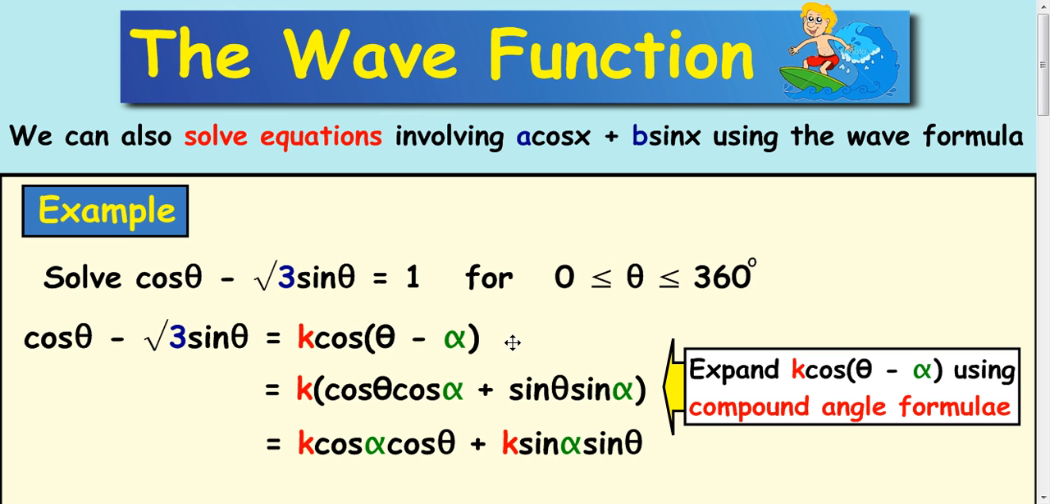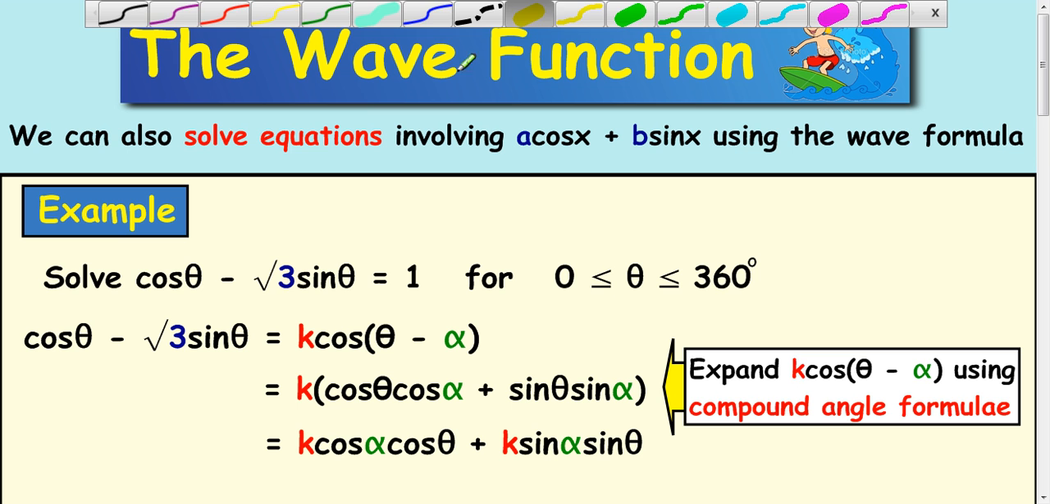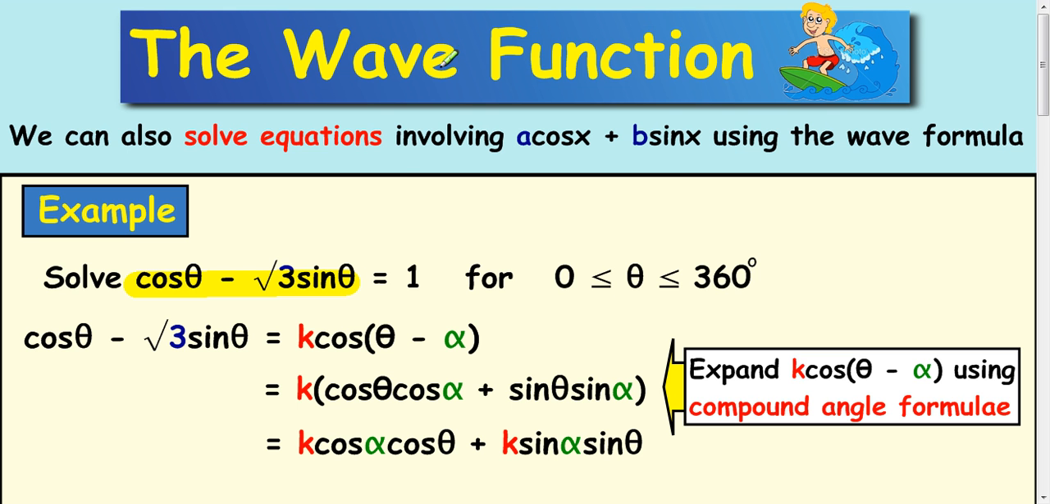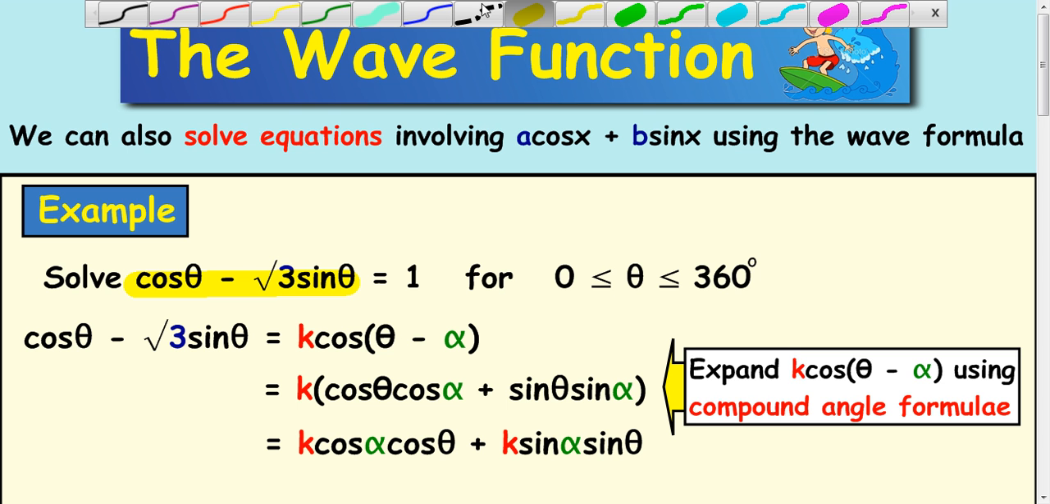So again, expand the first part out using the addition formula. Forget about the 1 until the end. We'll talk about that once we've actually changed this part here into the wave function, or k cos theta minus alpha. So let's do that. Let's look at coefficients first.